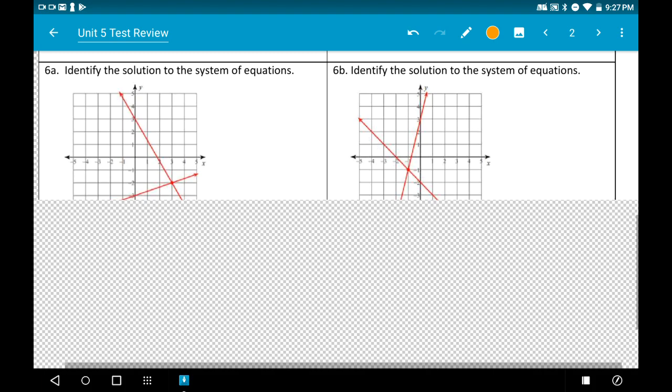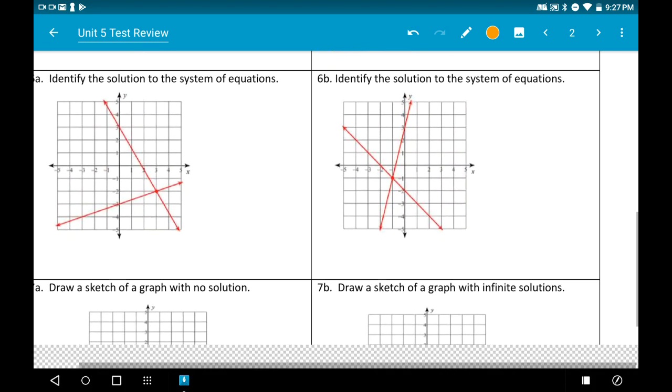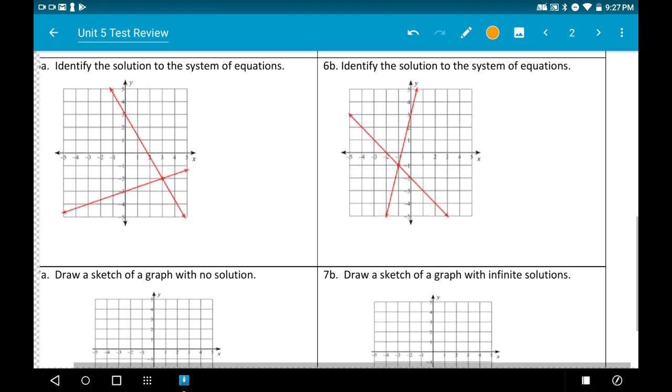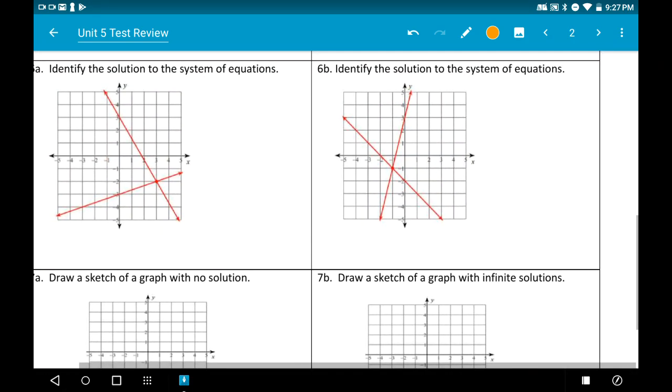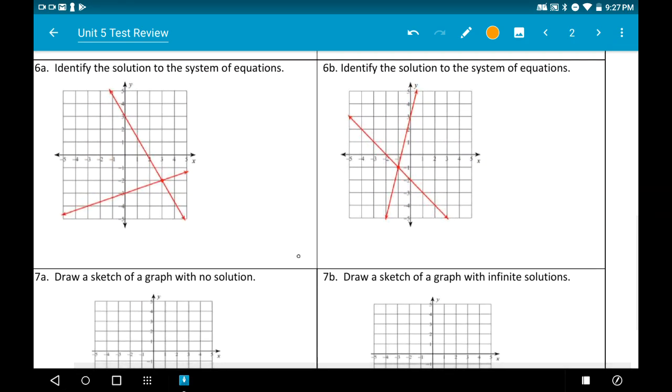Okay, 6a and 6b are super easy. So all we have to do, they graph the lines for us, and we just need to figure out what the solution is. So with 6a, the solution is where these two lines meet. So right here, the x value comes first, and that's 3. So I'm going to put 3 first. Then my y value is down here. It's -2. That comes second. Make sure you get these in the right order. So x first, then y. So (3, -2) is where these two lines intersect, which is our solution.